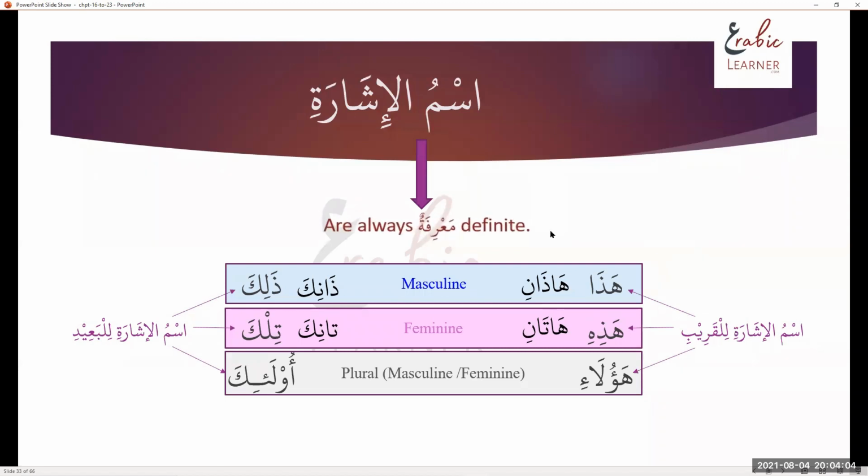Now, as you know, all Ismul Ishara are always Ma'arifa. So you have to know this: Ismul Isharas are always Ma'arifa.